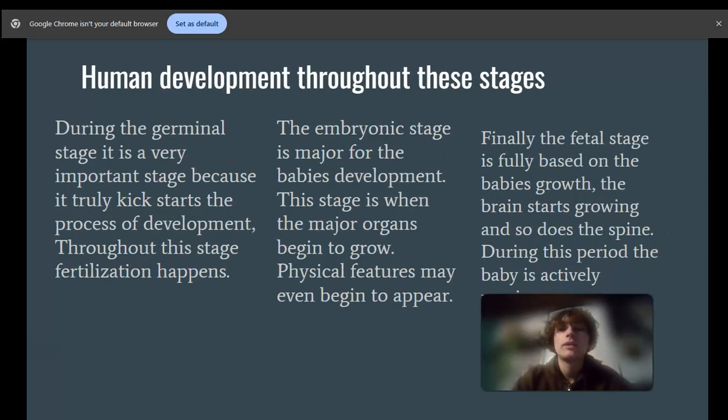Human development throughout these stages. The germinal stage is a very important stage because it truly kickstarts the process of development. Throughout this stage, fertilization happens. The embryonic stage is major for the baby's development. This is when the major organs begin to grow. Physical features may even begin to appear. Finally, the fetal stage is fully based on the baby's growth. The brain starts growing and so does the spine. During this period, the baby is actively moving.